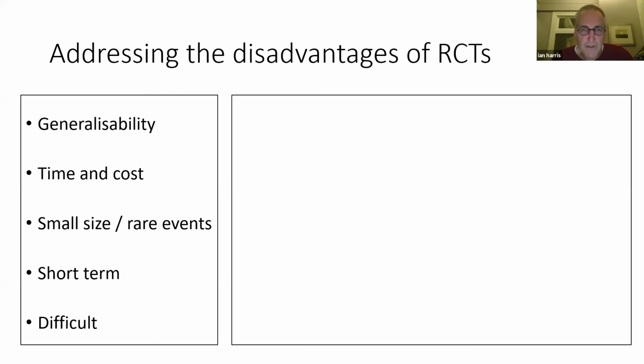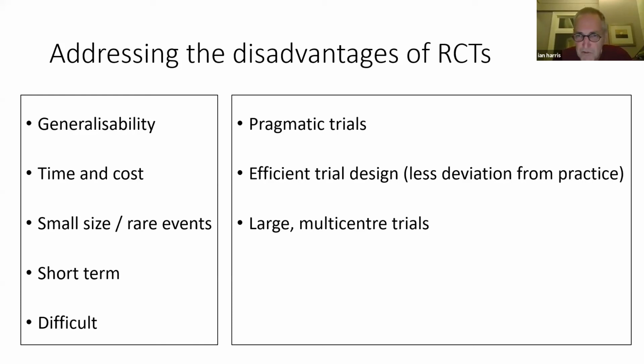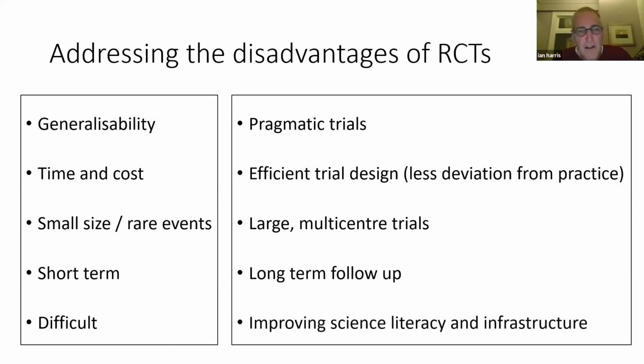So these are the problems with RCTs. How do we address these problems? Generalizability, we can do more pragmatic trials. Time and cost, we can do efficient trial designs. Small studies, we can make studies larger, do multi-center studies. The short-term follow-up problem, we can do them longer, but it's going to make the study more expensive. And trials are just very hard to do. How do we address that? Well, we make it easier because we make people more used to doing it. We build up the infrastructure around trials. We improve the scientific literacy of people in the orthopedic community.